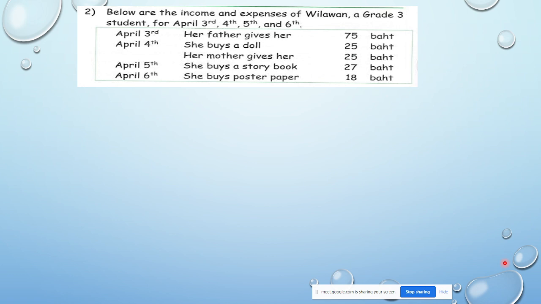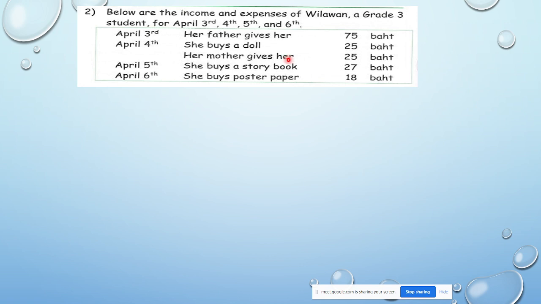This one is another student, and this shows her income and expenses for 4 days. On April 3rd, her father gives her 75 baht. Was that an income or an expense? Income. And then on April 4th, she buys a doll for 25 baht. That's an expense. And on the same day, her mother gives her 25 baht. So that's an income or an expense?